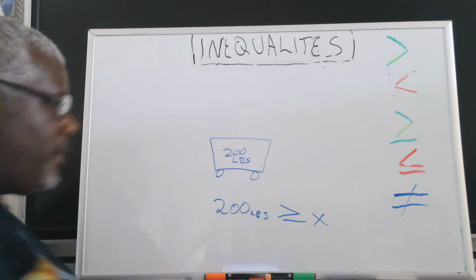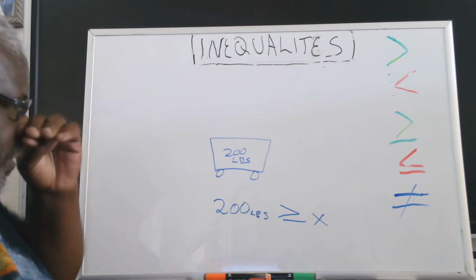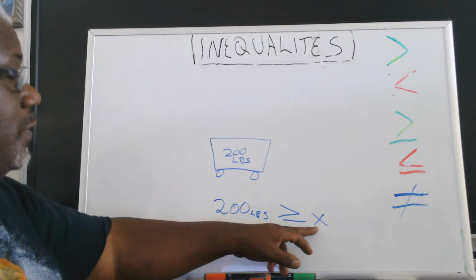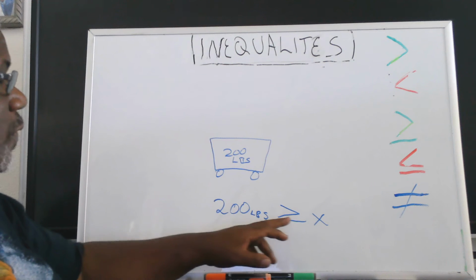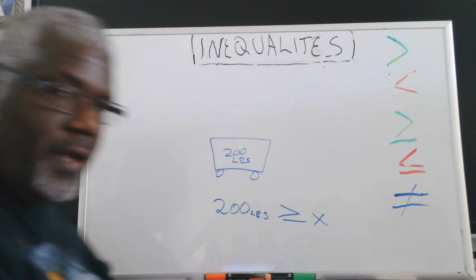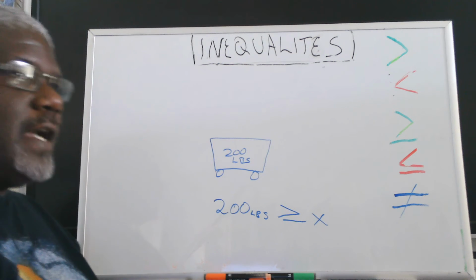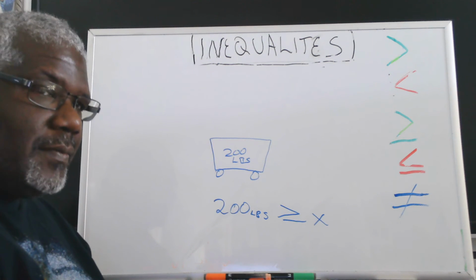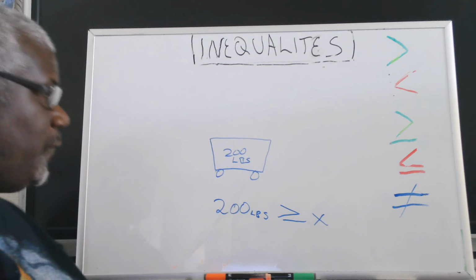X represents the weight of it. So to get this thing to move, X could be 200. You have to have at least 200 pounds or greater force to get that thing to move at all, to push it forward. That's actually Newton's second law, for those of you that are into physics.